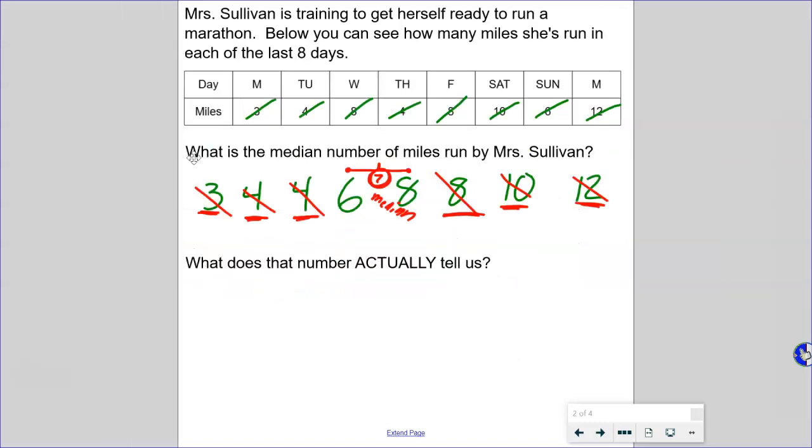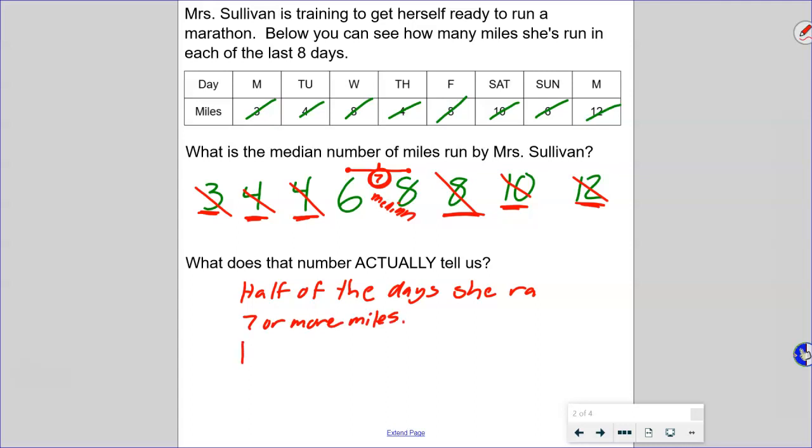So now let's come down here and talk about what that actually means. When we say the median number of miles run by Mrs. Sullivan is 7 miles, essentially what it's done is split it up into an upper half and a lower half. So I'm going to write: half of the days she ran 7 or more miles. And then the other half of the days, she ran 7 or less miles.